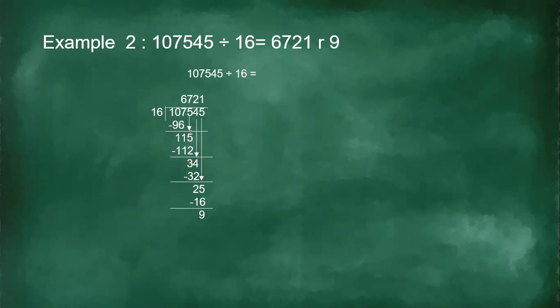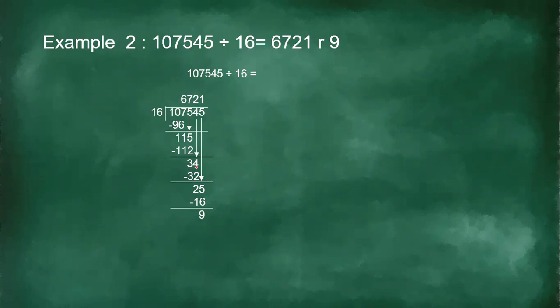So after bringing down the 5, I subtract. I said 16 into 115, which is going to give me 112, right? I'm looking for 112. So I had it 7 times. 7 times 16 is 112. We subtract here. We have the 3. We bring down the 4. Then what happens next? So now we're here at 34, right? Yes, sir.